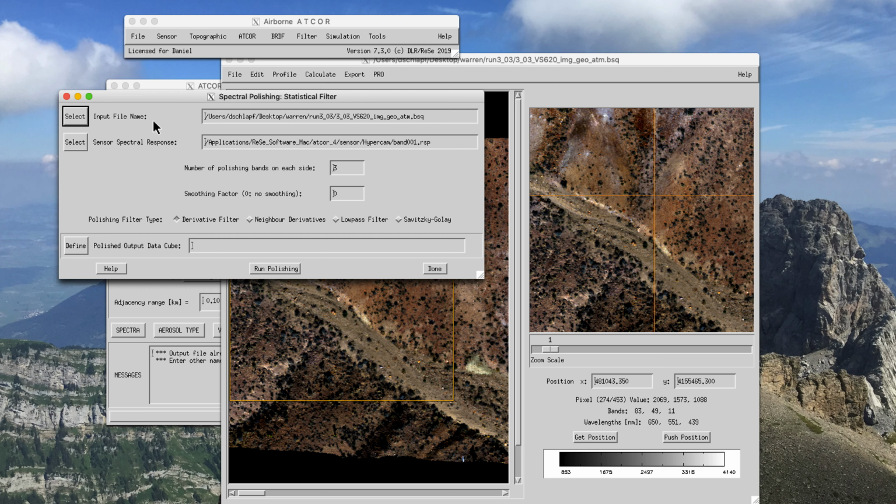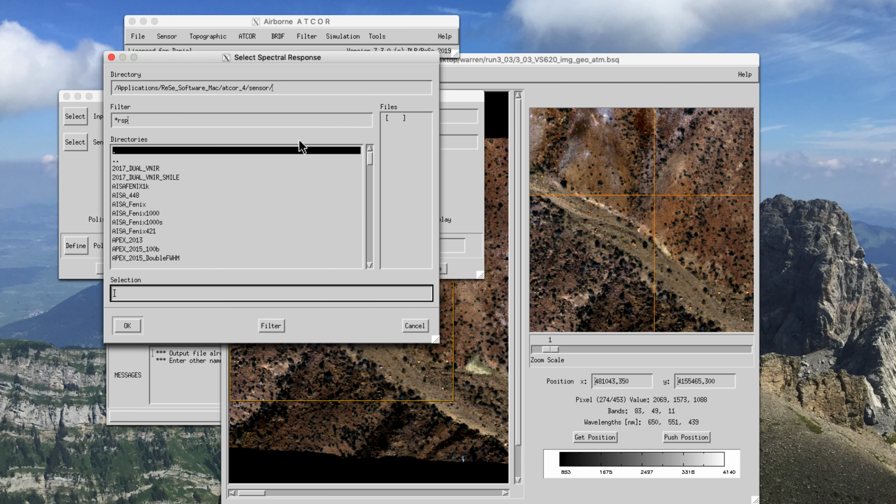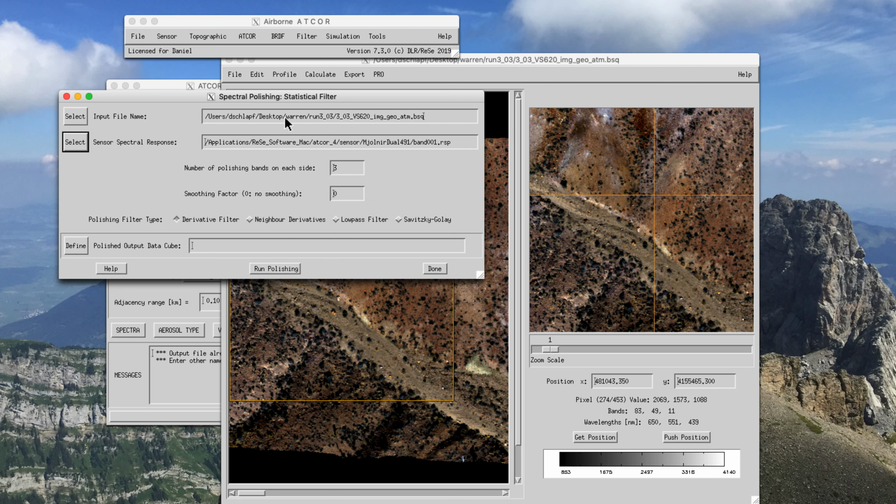One should take, of course, the correct sensor. This was the HySpex Mjolnir dual, that one. Okay, and what else do we have? The input file, maybe Savitzky-Golay would be okay, or we do a derivative filter. Maybe I'll do that one now, with 4 on each side, and smoothing factor of 2.